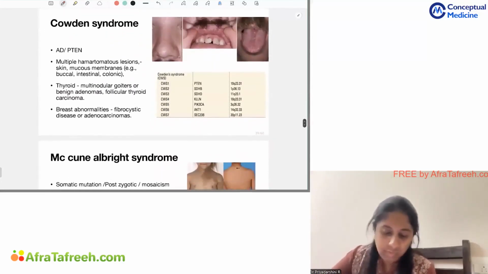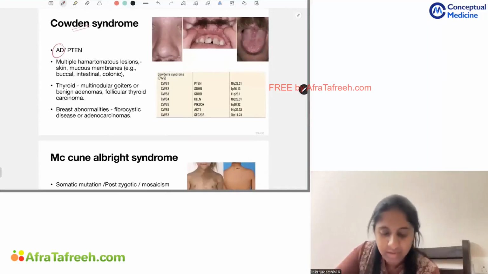So for Cowden syndrome, it is again Cowden. Just remember den as 10. So usually it's a chromosome 10 mutation, PTEN mutation.